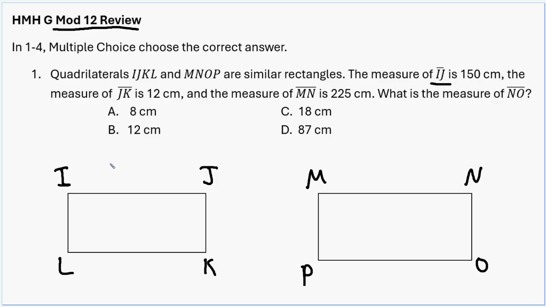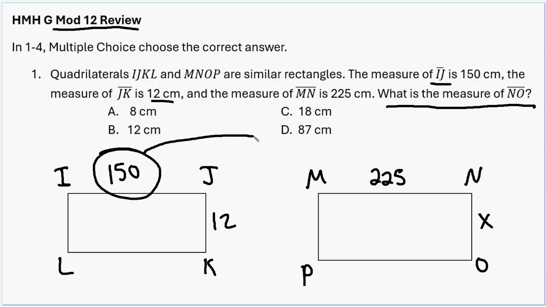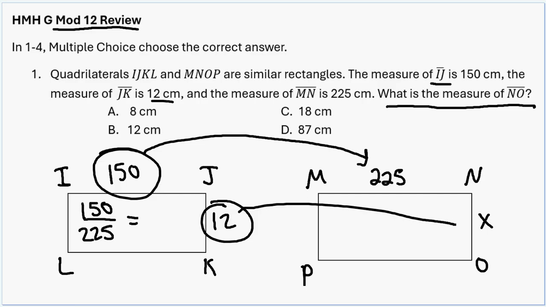And IJ is 150. JK is 12. MN is 225, and NO, what is the measure of NO? So I'm just going to call that X. So we can set up a proportion here. I'll set it up one way here in this triangle on the left. I'm going to do my numerator from here and denominator here, so we could write 150 over 225 is equal to, same order, numerator 12, denominator X.